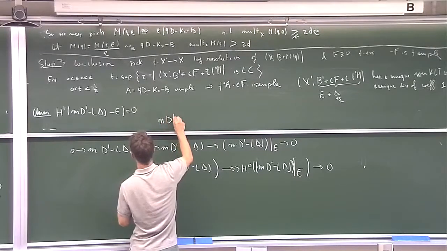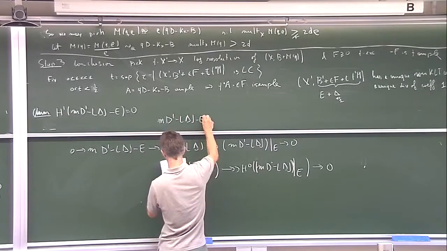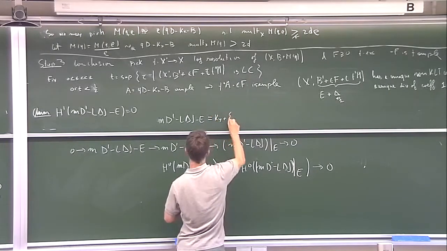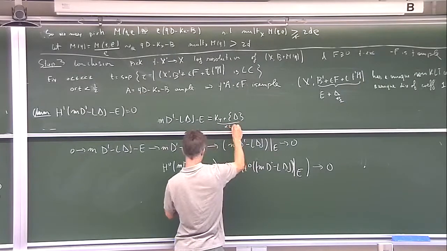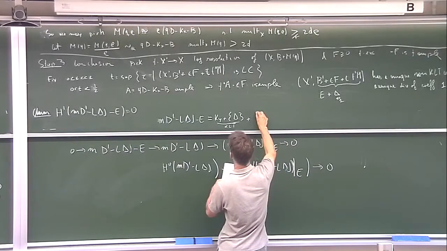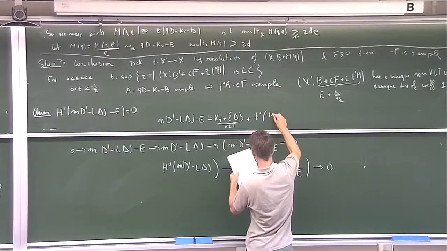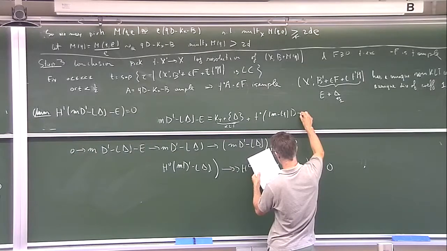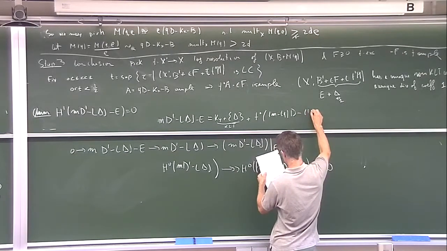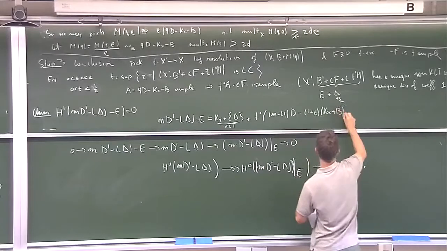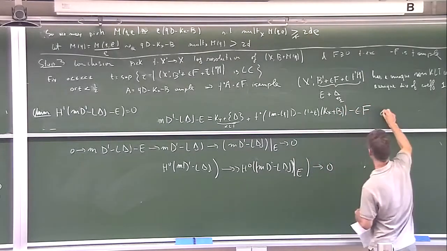M D prime minus the round down of delta minus E is, I claim that this is equal to Ky plus the fractional part of delta. This is my klt gadget. Plus the pullback of M minus tqD minus 1, plus, OK, let me write it and then we'll check it. Kx plus B minus epsilon F, which is ample.